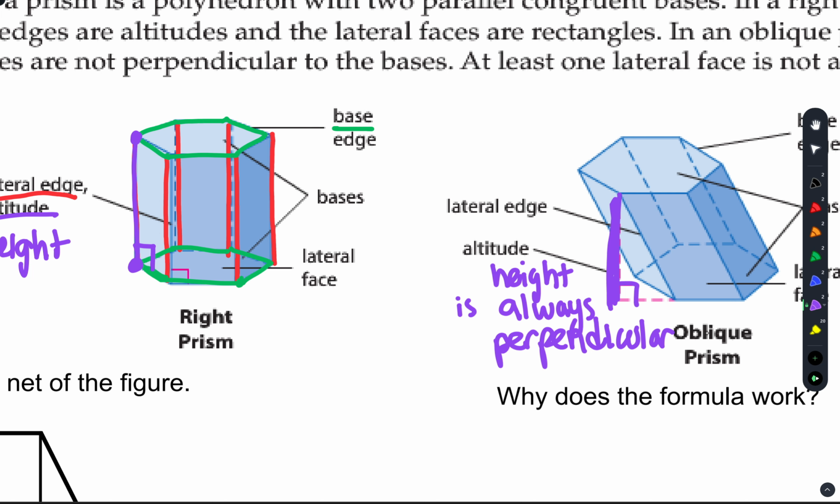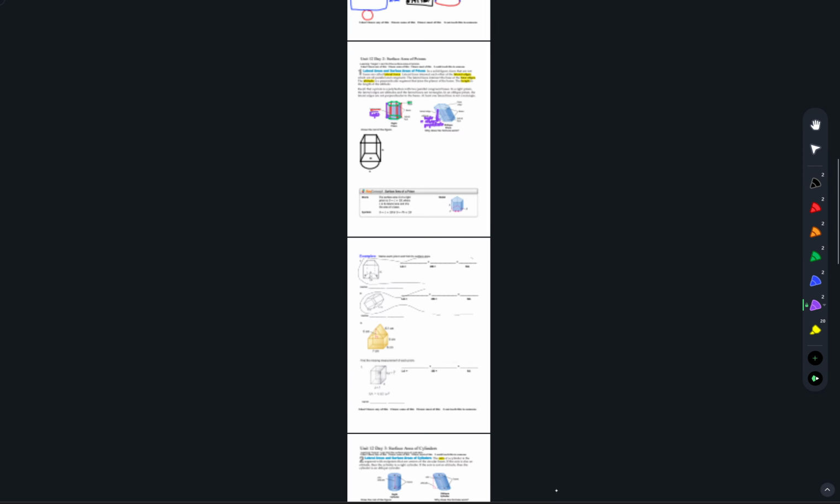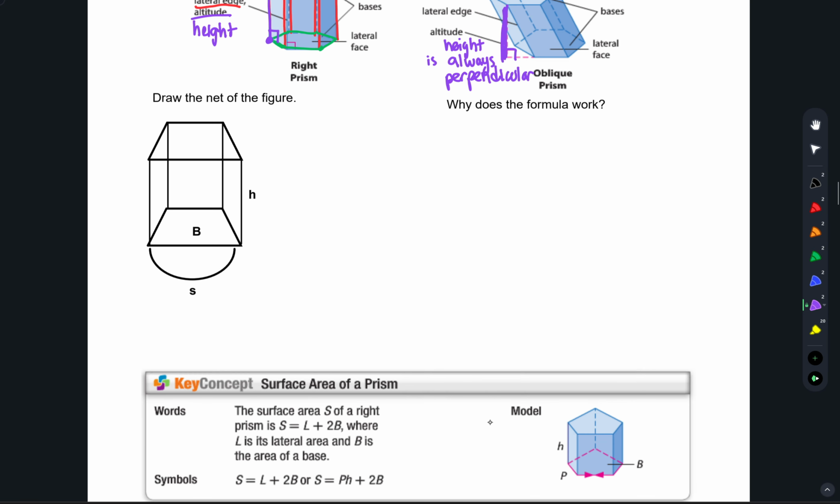So how do we get to our formula for the prism? Every prism has the same formula. It's really nice because once we learn it, hopefully we can use it all the time. We're going to start off with drawing a net.